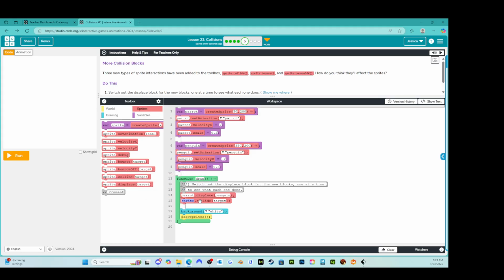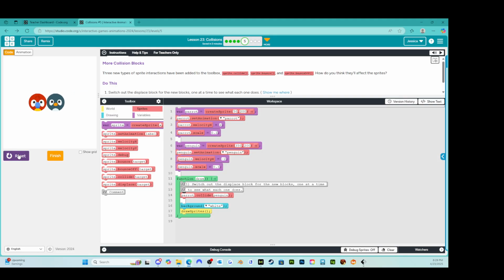Collide. All right, parrot, penguin. All right, did it. Here we go. Oh, okay, so now the penguin is pushing the parrot off. All right.